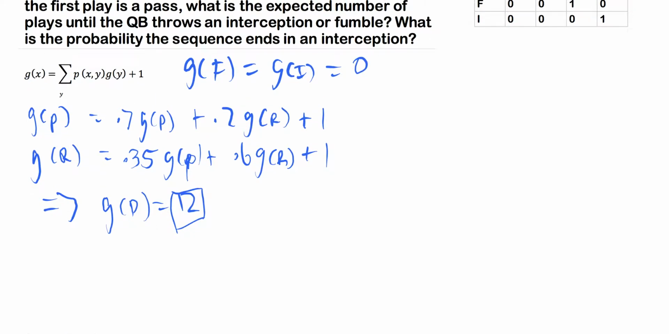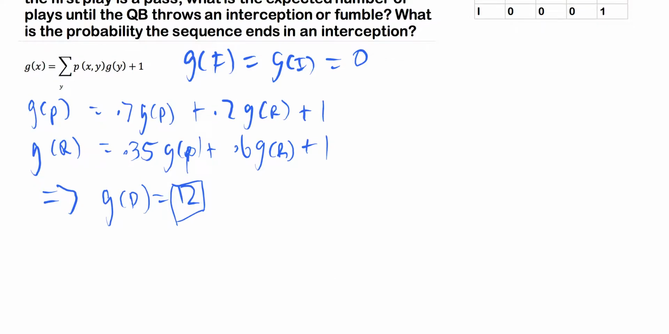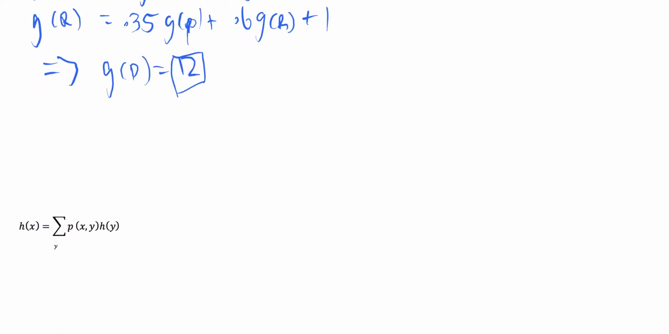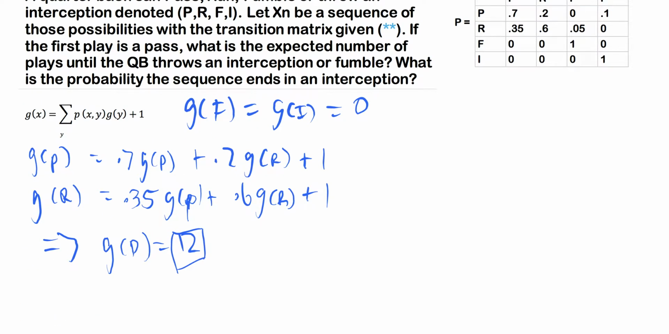Now moving on, what is the probability the sequence ends in an interception? This is an exit distribution. With an exit distribution, we're going to use a similar formula, but we don't have to account for the first event happening, like we had to account for the pass happening for the exit time. So our formula is almost exactly the same, except we leave out that plus 1. And now we're not going to get an expected number of things, we're going to get a distribution. Note that the question asks, what is the probability the sequence ends in an interception?